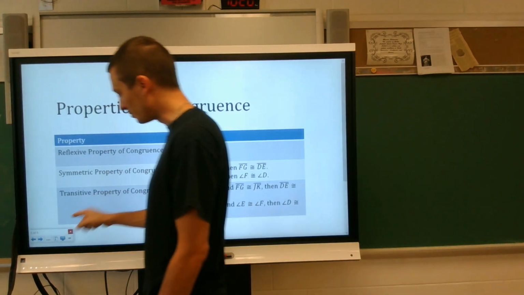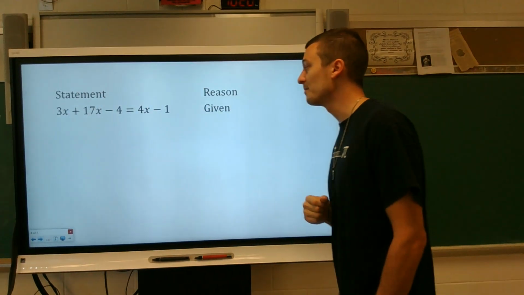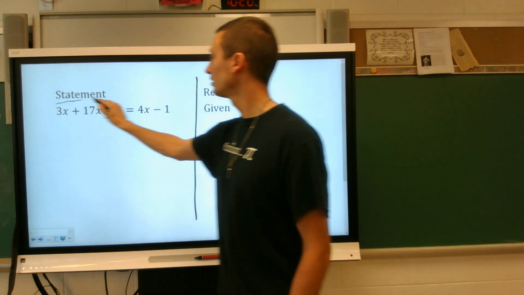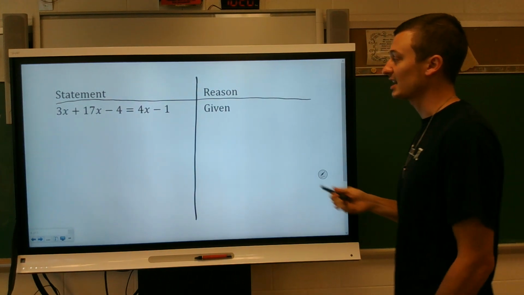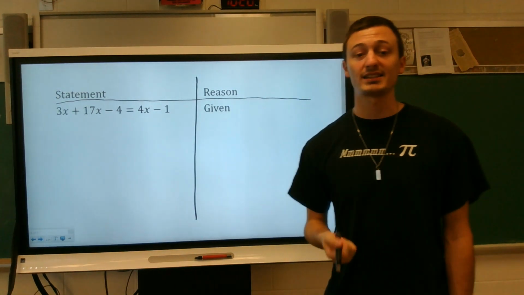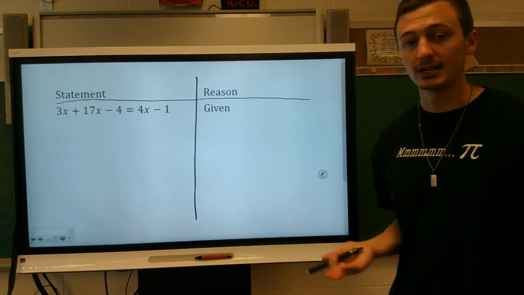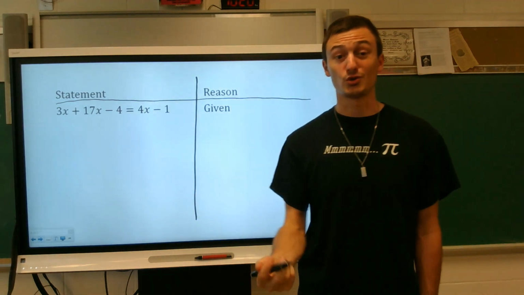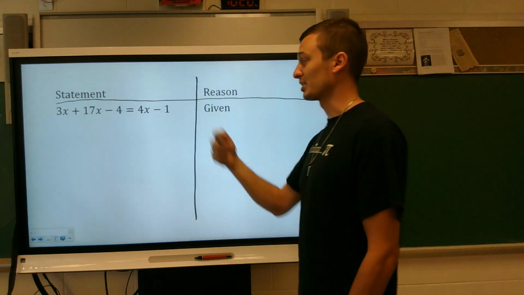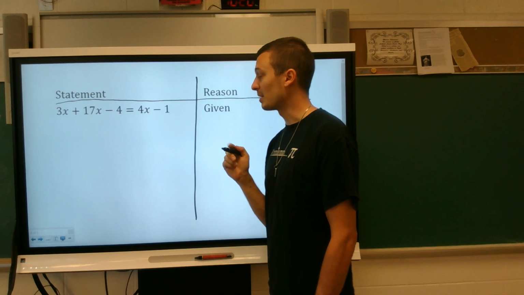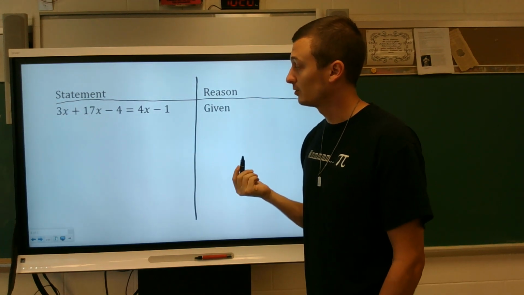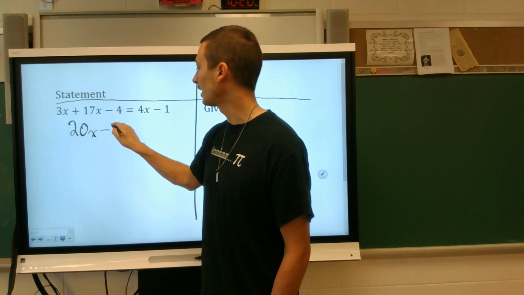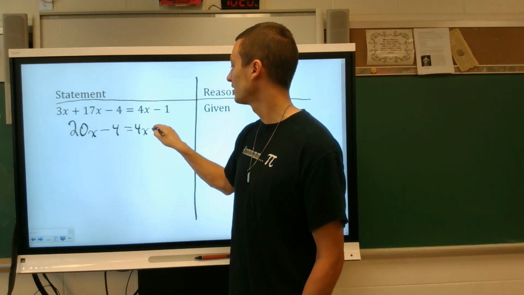So let's see how these would be used. This is called a two-column proof, because there should be columns here. The first column is your statement, and the second column is the reason that you're doing that statement. Now, 99 times out of 100, the first reason should be given, and the first statement should be just kind of what you start out with. So if I have 3x plus 17x minus 4 equals 4x minus 1, my first step would be to combine like terms. So this would be 20x minus 4 equals 4x minus 1.